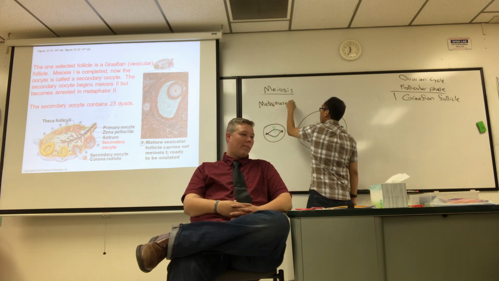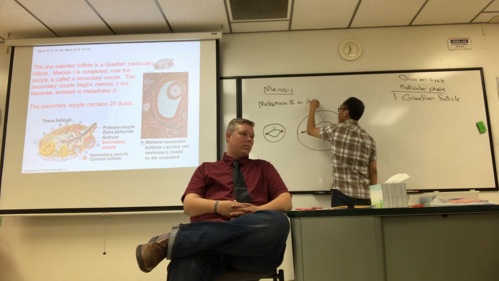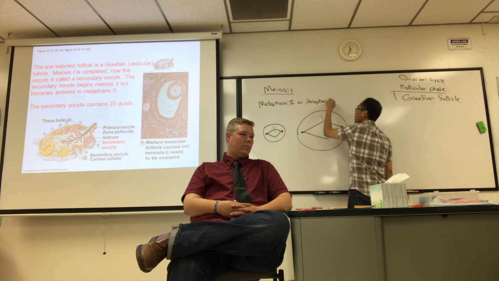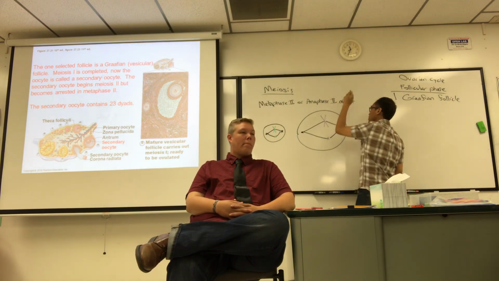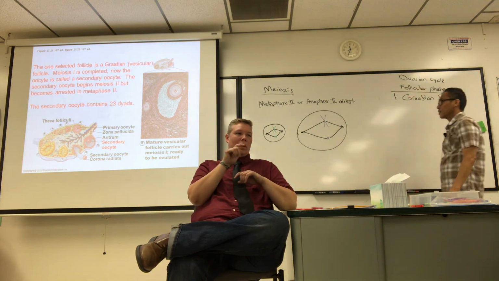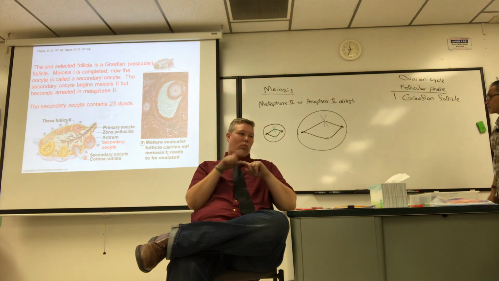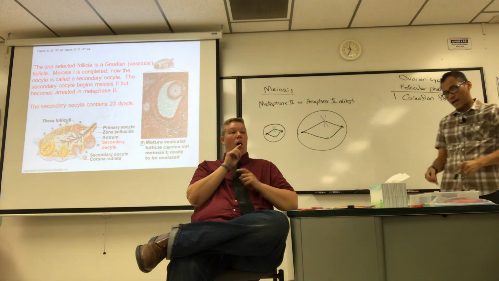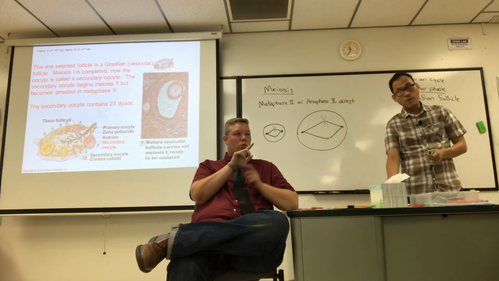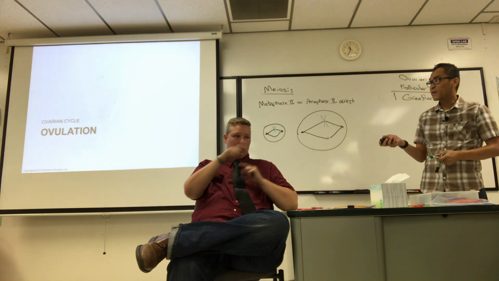Metaphase 2 or anaphase 2 arrest. Doesn't matter which one. The point is you don't finish unless sperm get there. Okay, so this is what you ovulate. So you go to Graafian. Of the 28-day cycle, this is about halfway through. Ovulation occurs at around day 14.